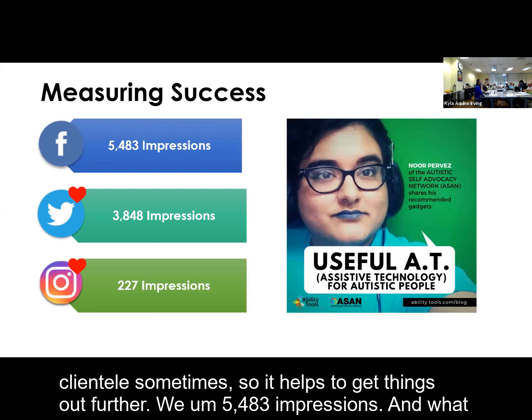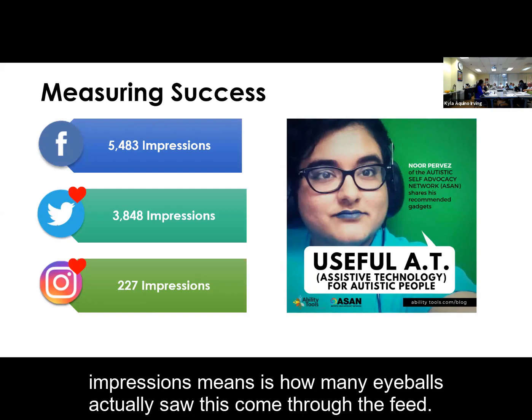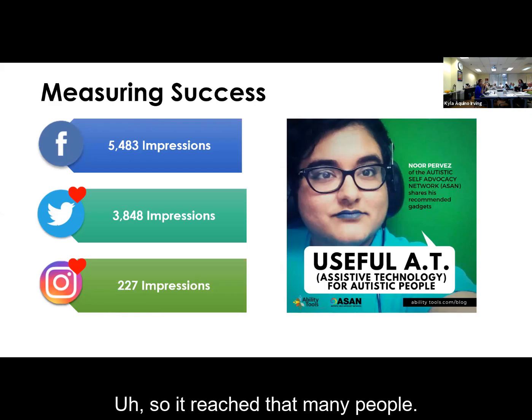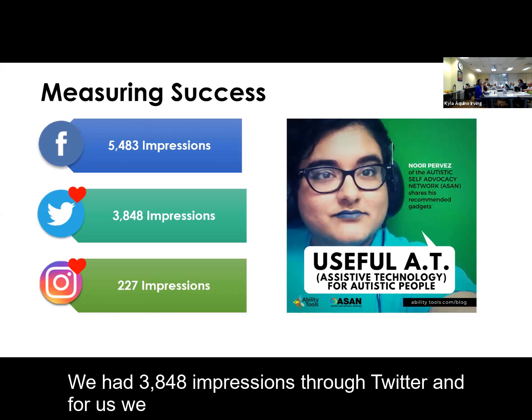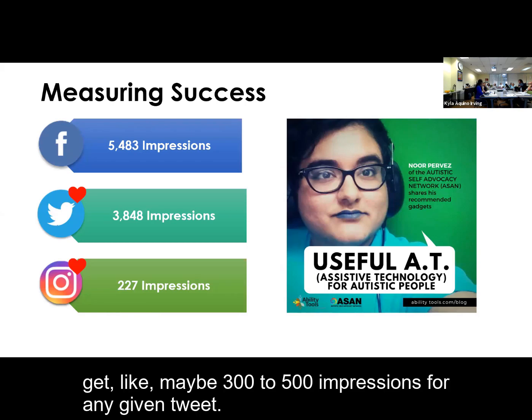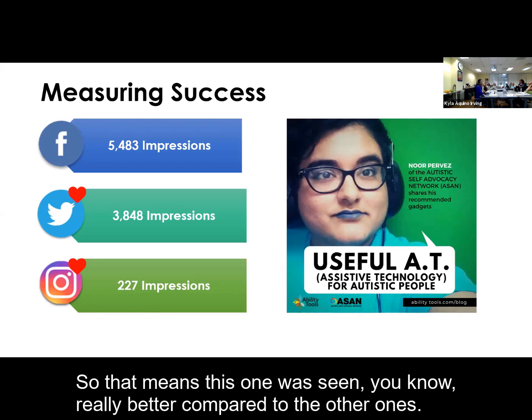5,483 impressions. And what impressions means is how many eyeballs actually saw this come through the feed. So it reached that many people. We had 3,848 impressions through Twitter. And for us, we get maybe 300 to 500 impressions for any given tweet. So that means this one was seen, really better compared to the other ones.